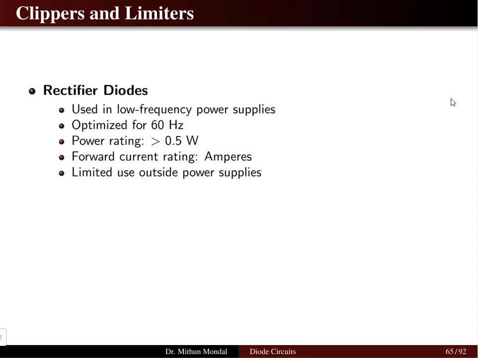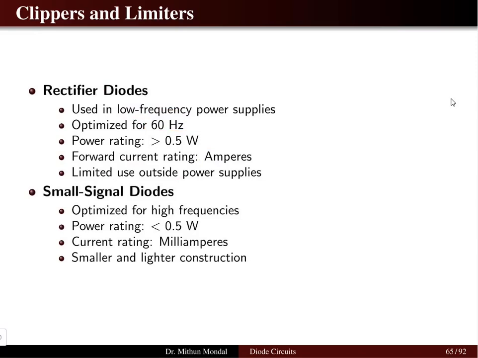When we talk about rectifier diodes, they are basically used in low frequency power supplies, generally optimized for 50 to 60 Hz frequency, and the power rating is anything above 0.5 watt. The forward current rating is usually measured in amperes, and it is limited in use outside of power supplies. So generally, rectifier diodes are used for low frequency power supplies, with power rating above 0.5 watt.